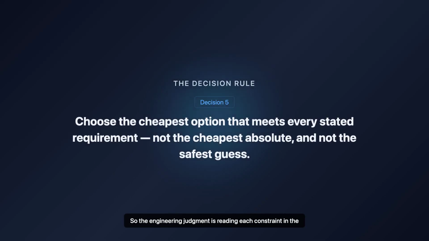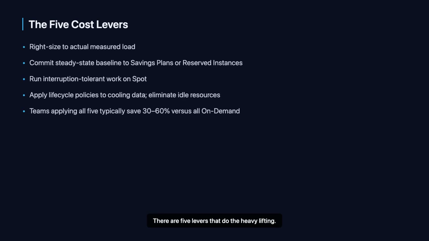So the engineering judgment is reading each constraint in the scenario, the SLA, the latency target, whether it tolerates interruption, the durability need, and then picking the least expensive option that meets all of them. When 2 answers both satisfy the requirements and one costs less, the cheaper one is correct. The failure mode is choosing a higher tier just in case, which the framework calls designing by haste rather than by data. There are 5 levers that do the heavy lifting.